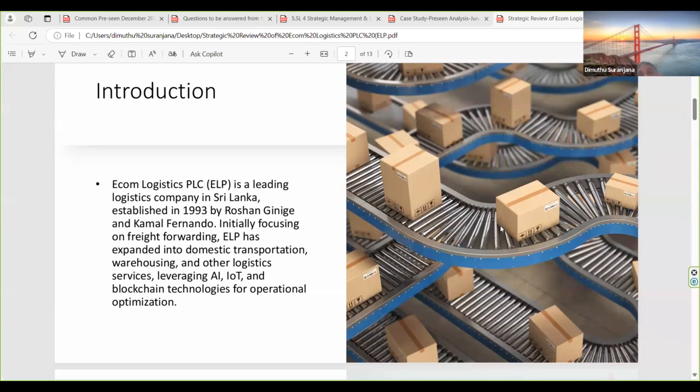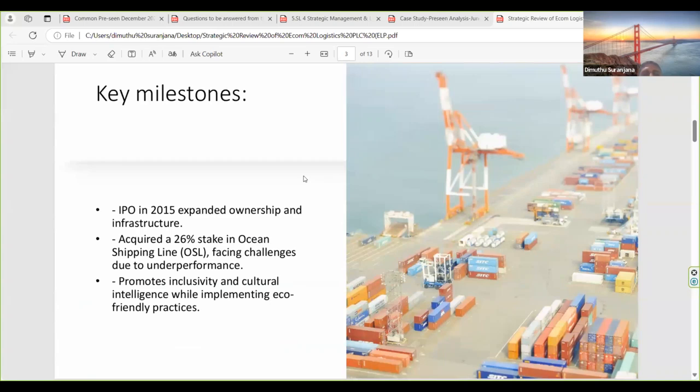Later they expanded their business activities to domestic transportation, warehousing and other logistics services, leveraging AI, IoT, and blockchain technology for operational optimization. If you look at the key milestones, for example, the IPO was issued in 2015, expanding ownership and infrastructure. Then they acquired a 26% stake in Ocean Shipping Line.